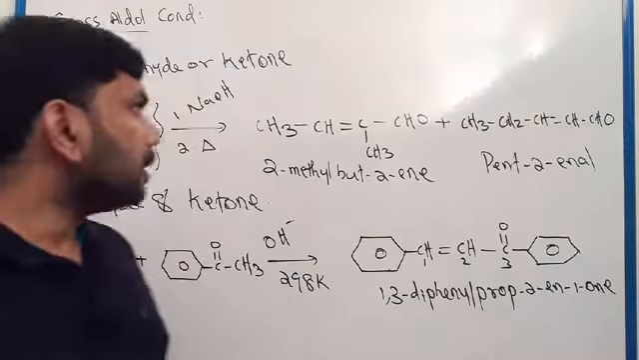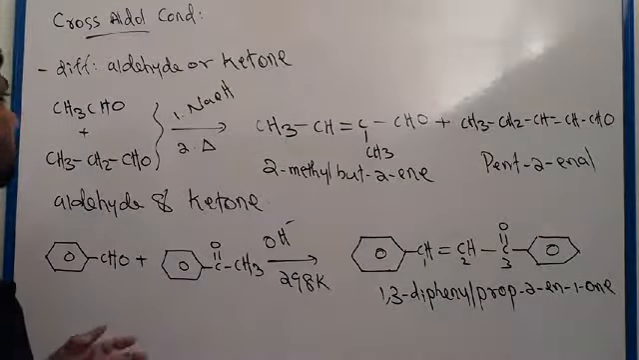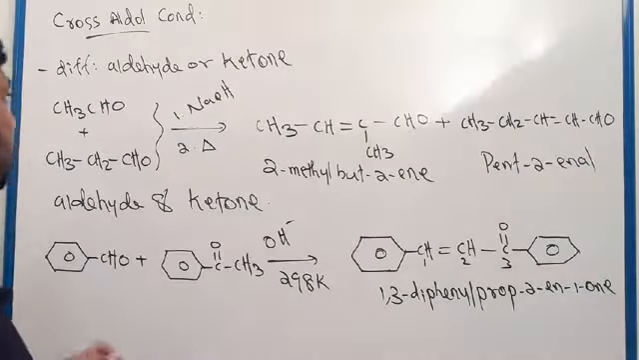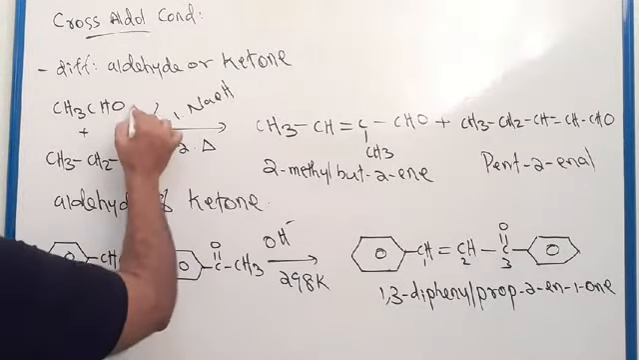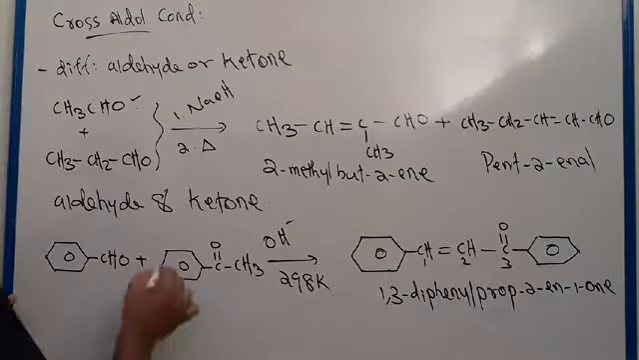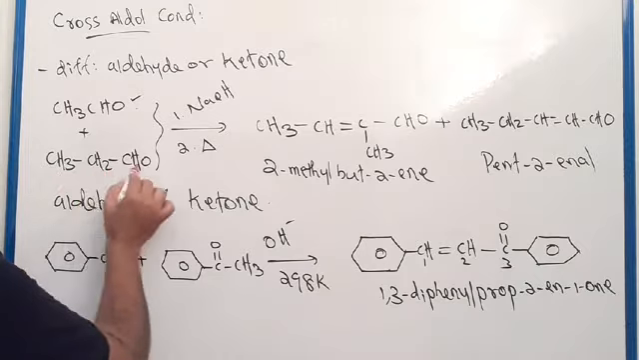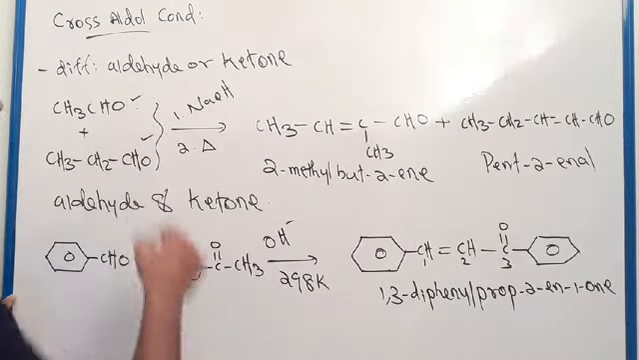Here is an example for cross aldol condensation. See here we have CH3CHO, ethanal, and here CH3CH2CHO, propanal. These are different aldehydes.